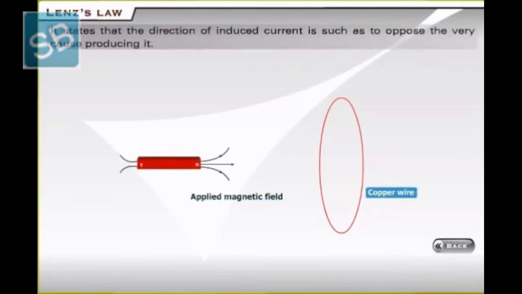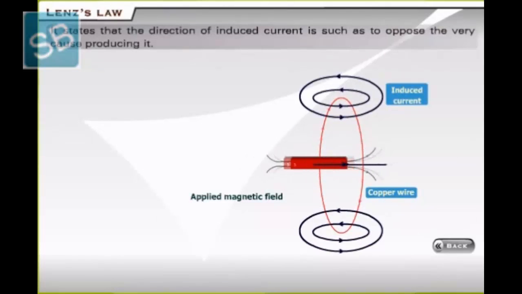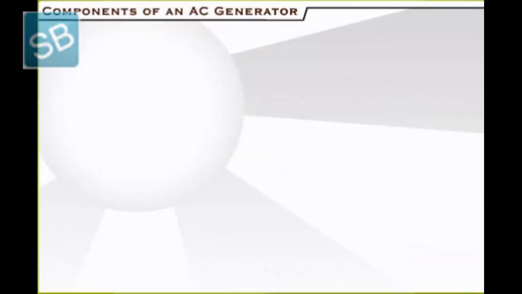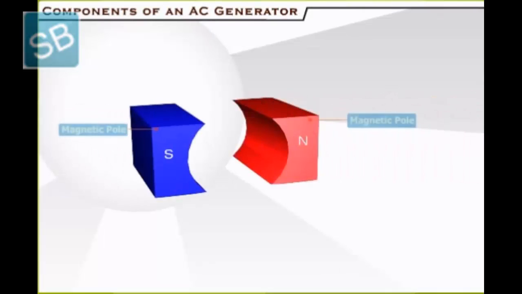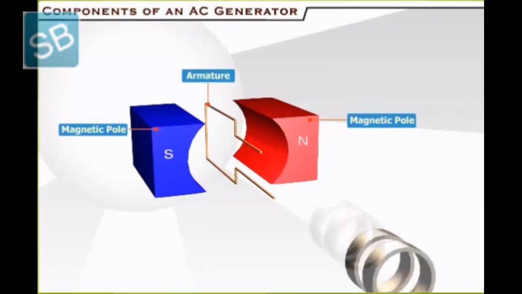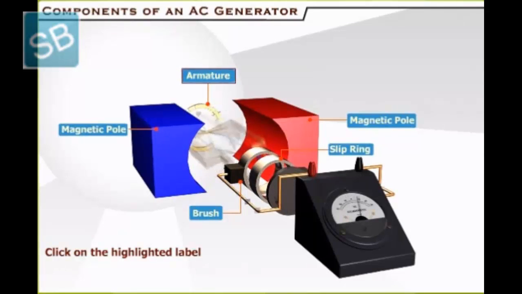Now see, this law is very important because we have studied it. It states that the direction of induced current is such as to oppose any type of motion. Now we will see some components of the AC generator. First of all, magnetic poles, north pole and south pole. Then there is one armature, that is the current conducting coil. We have used slip rings, brushes and the galvanometer.